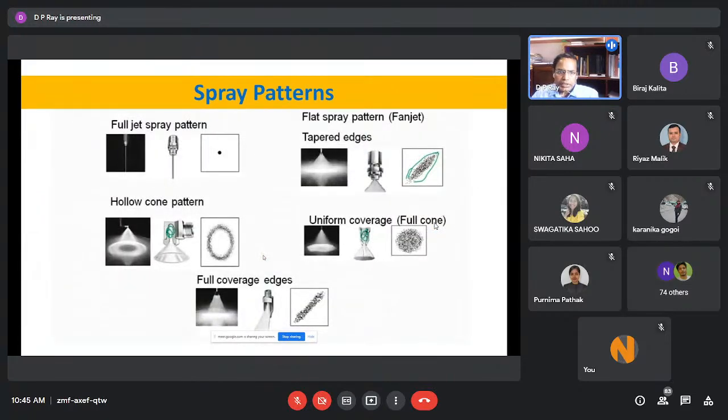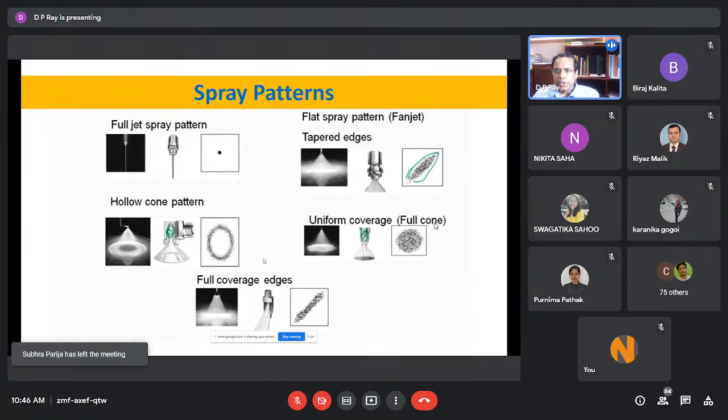And for the spray patterns, the full jet is tip oriented. Generally, it is like what we use during Holi, when we spray colors and all those things. So a full jet will be like that. In that way, only one point is targeted, and the coverage will be lesser.